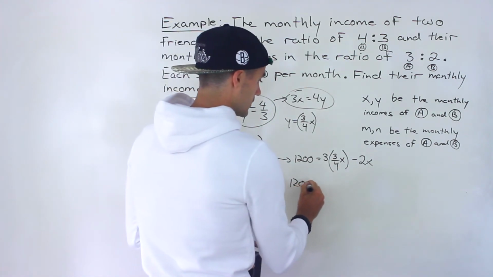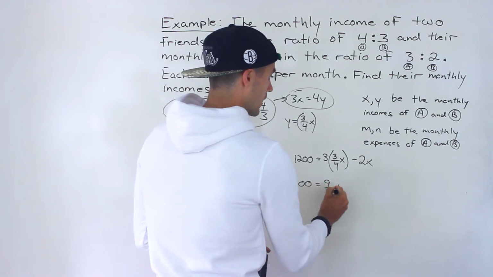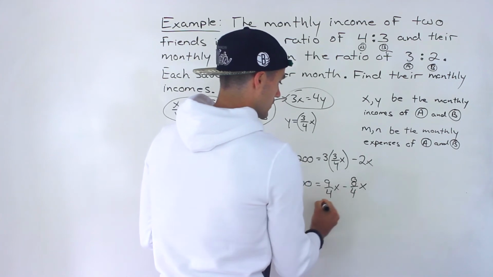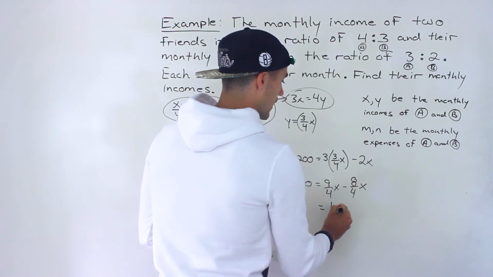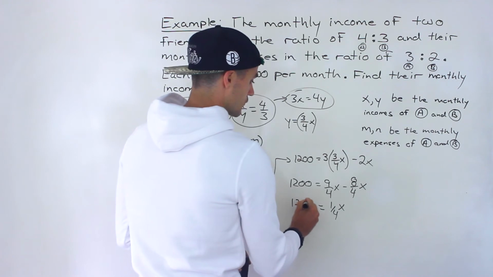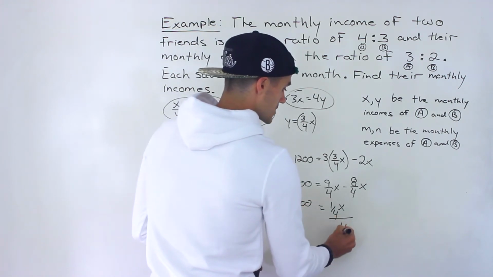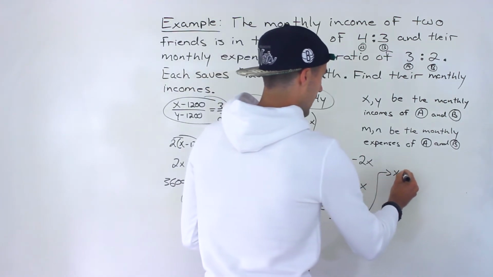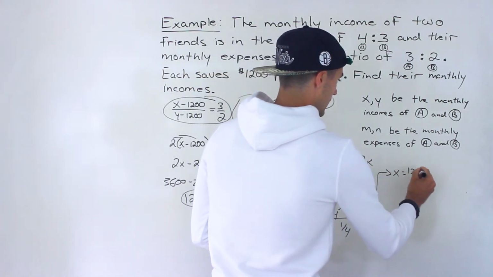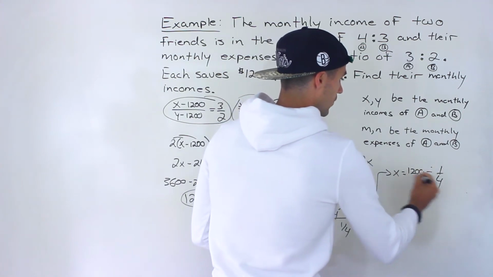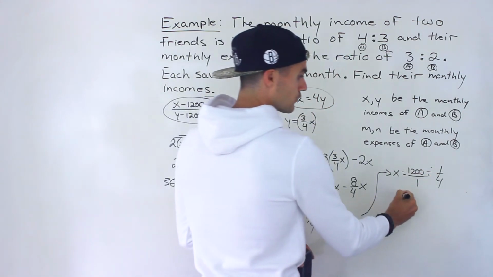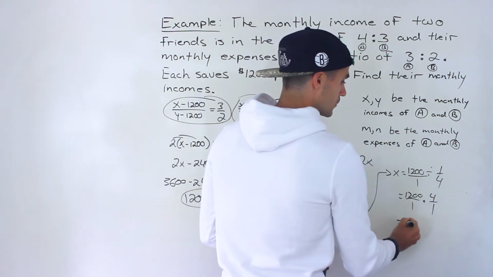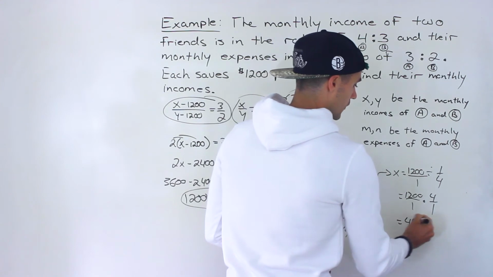So we'd have 1200 is equal to 9 over 4x minus 2x. The 2x I'm going to change to 8 over 4, so we have a common denominator here. We'd end up with 1 over 4x, or 0.25x, equals 1200. Divide both sides by 1 over 4 to isolate for the x. That would mean x is equal to 1200 divided by 1 over 4. It's like 1200 over 1 divided by 1 over 4, which is like 1200 over 1 multiplied by 4 over 1, which is equal to 4800.